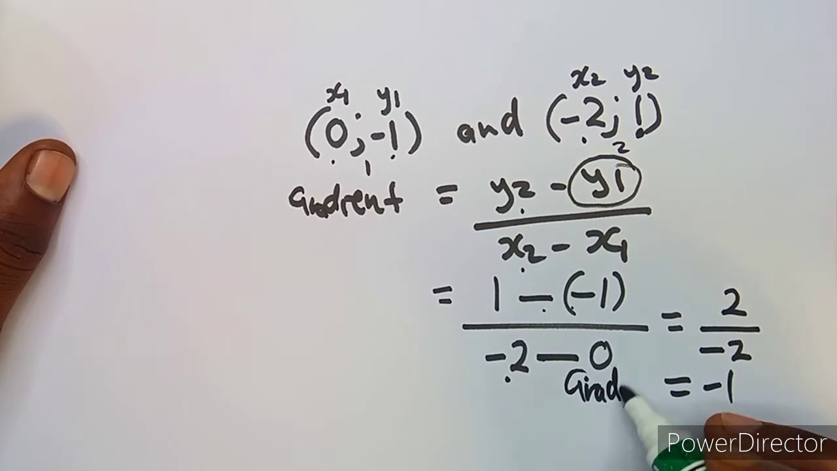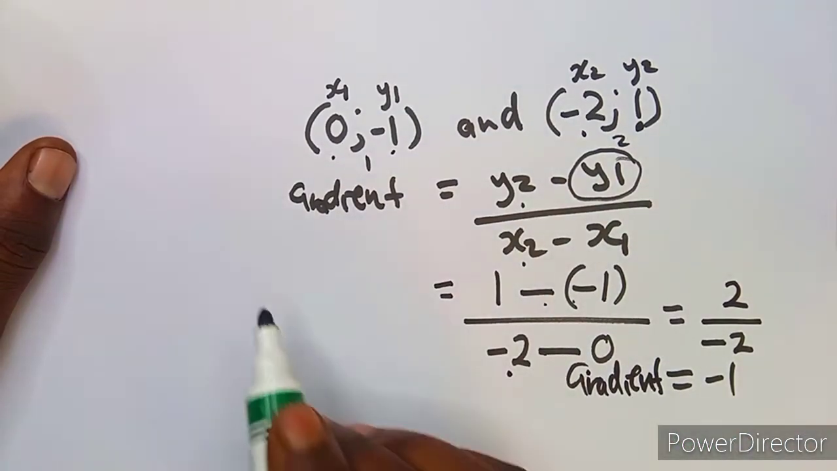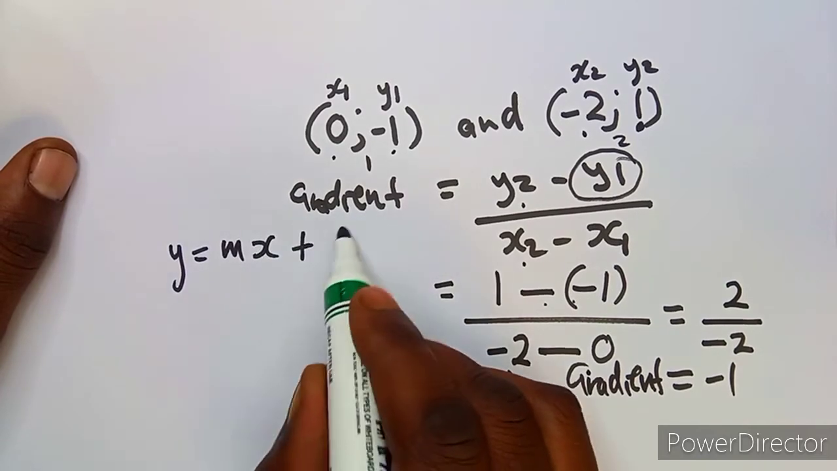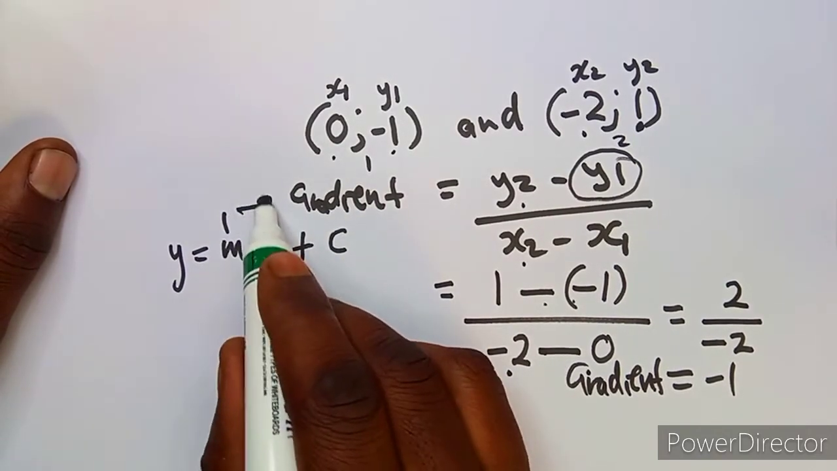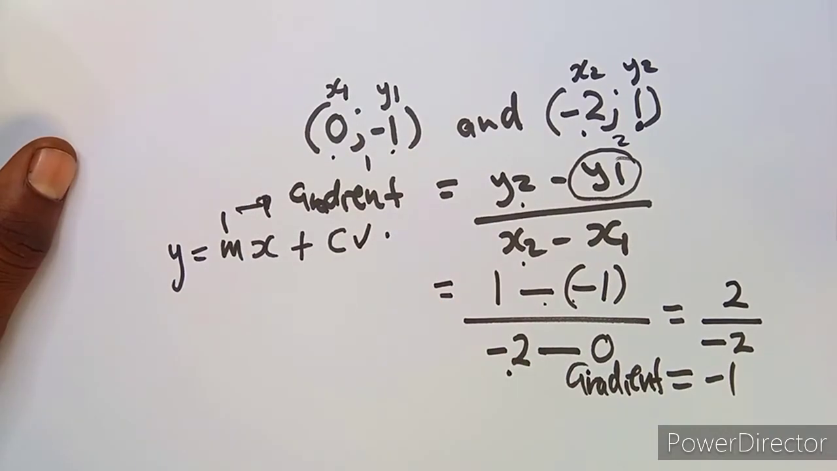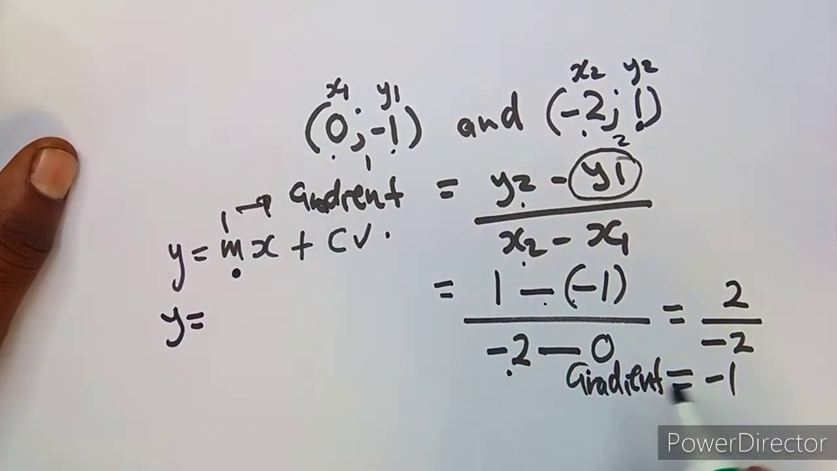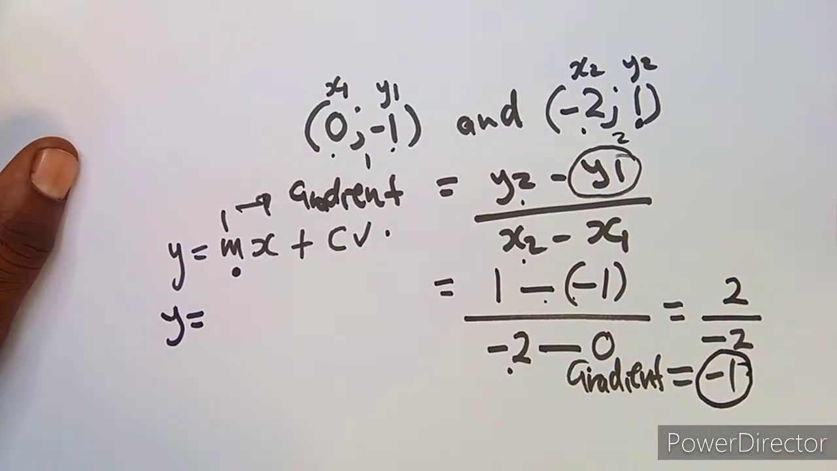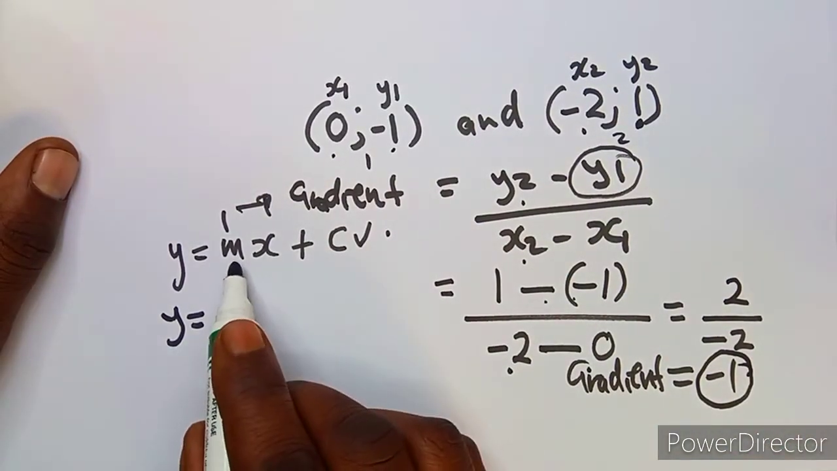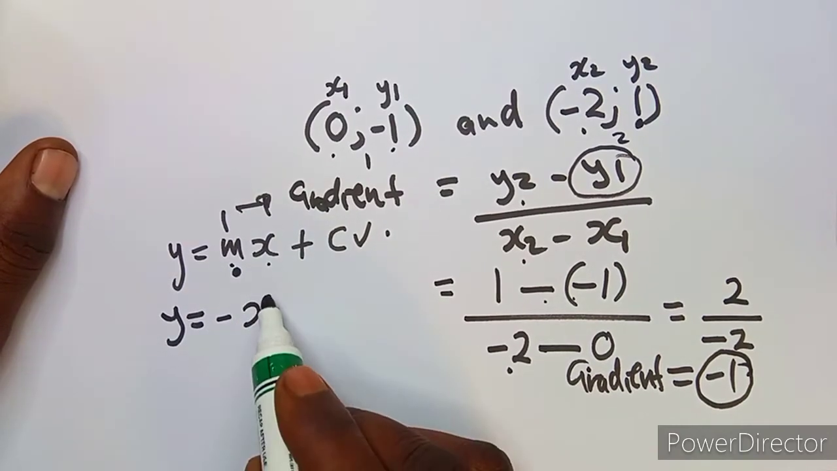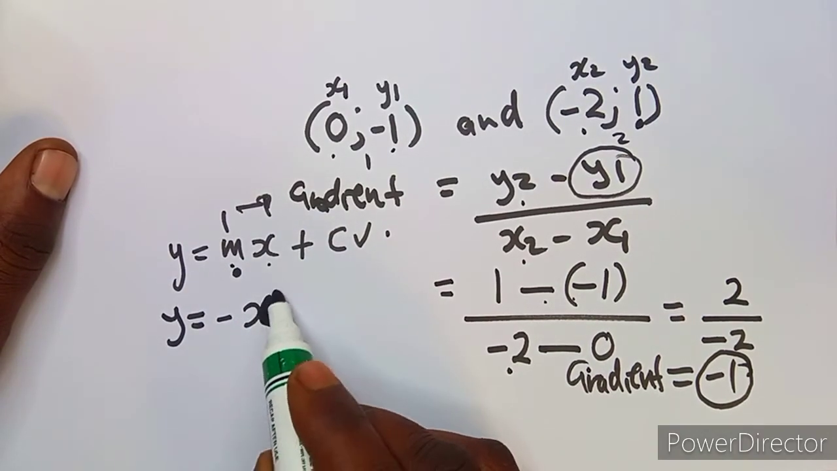So I now have the gradient. What am I going to do? Remember, we said the equation is in the form y is equal to mx plus c, where m represents the gradient and c is the y-intercept. The gradient I obtained is -1, so it's going to be -1x. -1x simply means -x.